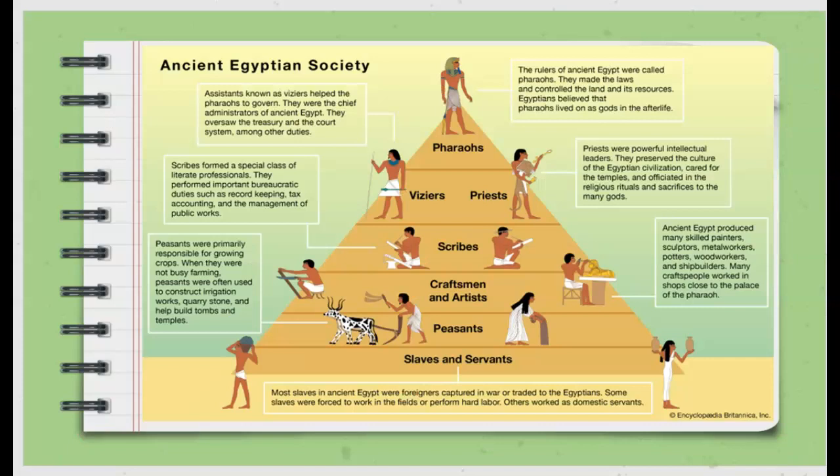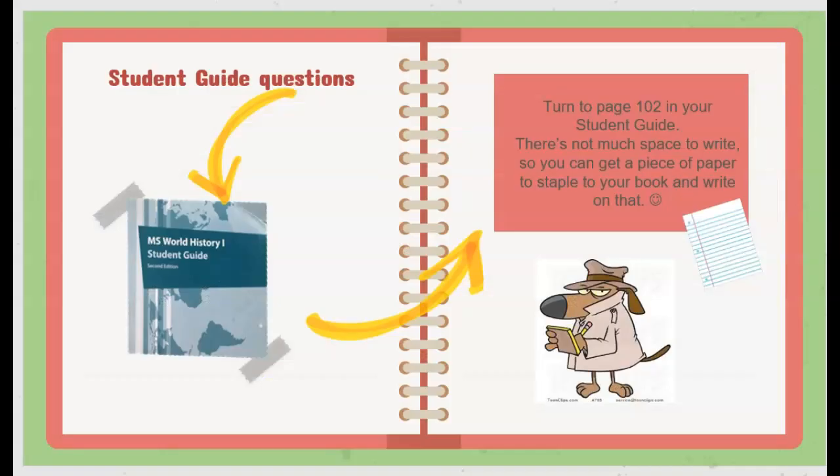Egyptian society, and here's just a hierarchy of basically what we just went over. So you can see the pharaohs are up here at the top, the viziers and priests, the scribes, the craftsmen and artists, the peasants, and then the slaves and the servants. And as we've talked about in many of our civilizations that we're going to be learning about, this hierarchy existed across the world in civilizations we'll study about.